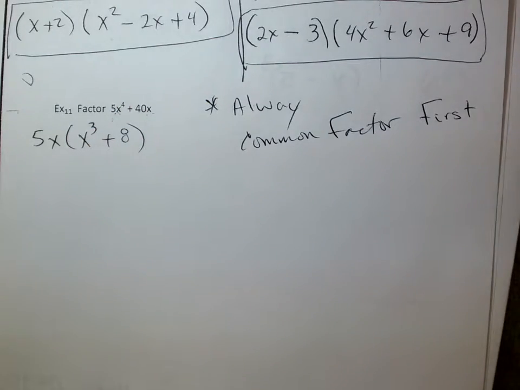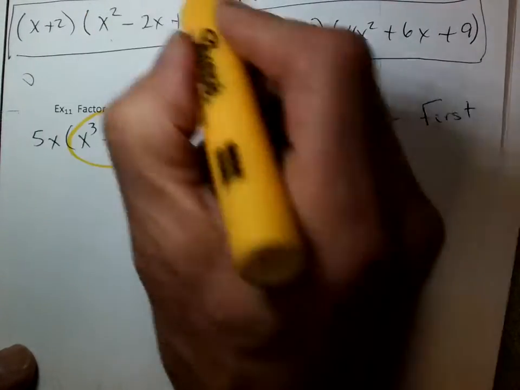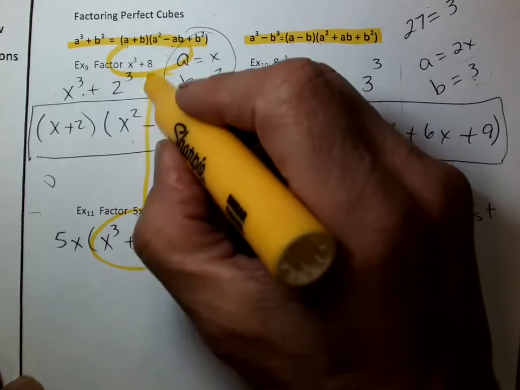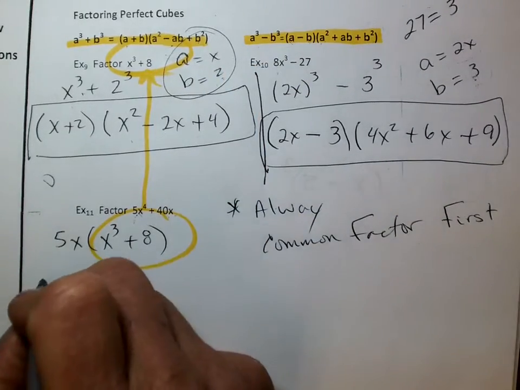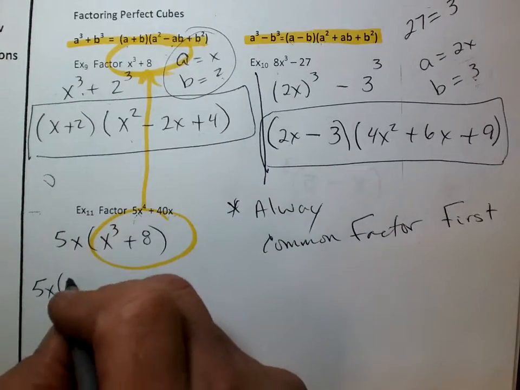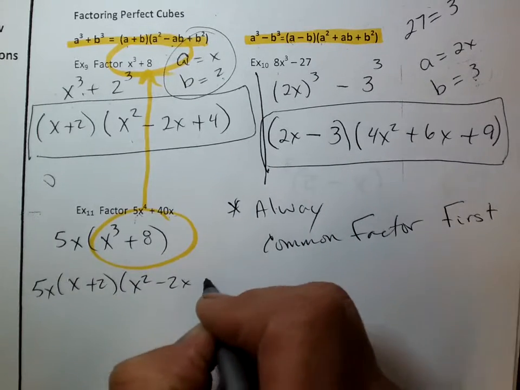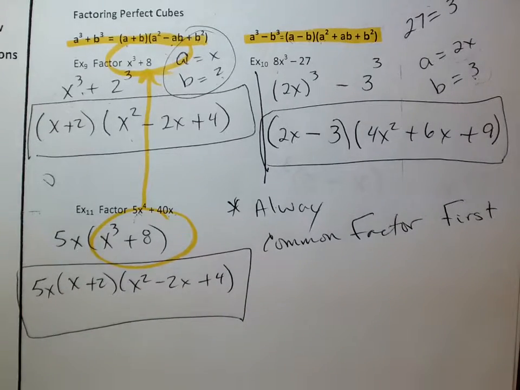All right, now that is identical to what we just did, isn't it? So we've already done x cubed minus 8. Let's just copy that down. 5x, and we know the answer is x plus 2, x squared minus 2x plus 4. Right? And we could have gone through the formula, but we already had the answer.